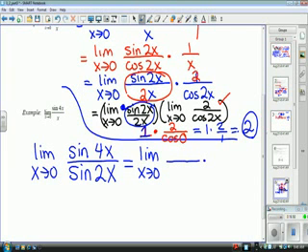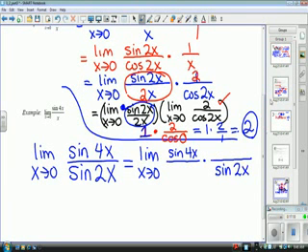Yes, that's exactly what you do. We want 2 fractions. We're going to put sine of 4x in the numerator of one fraction, sine of 2x in the denominator of the other one. That's exactly right, Audrey. Very good.